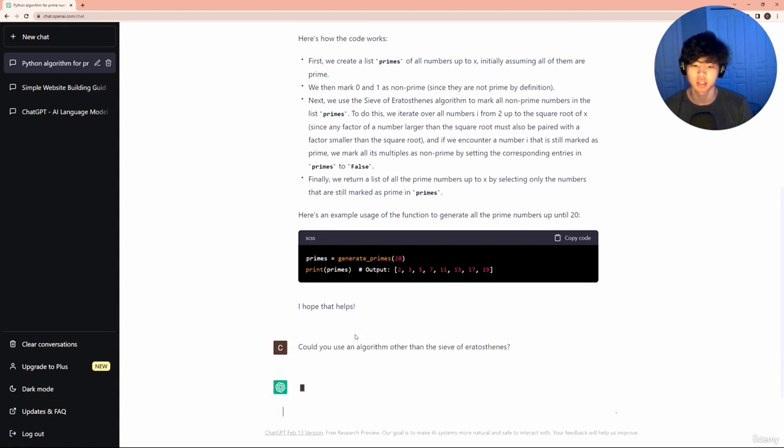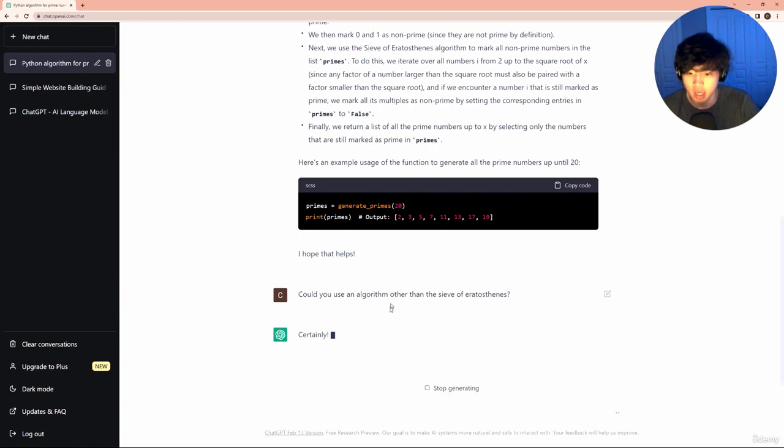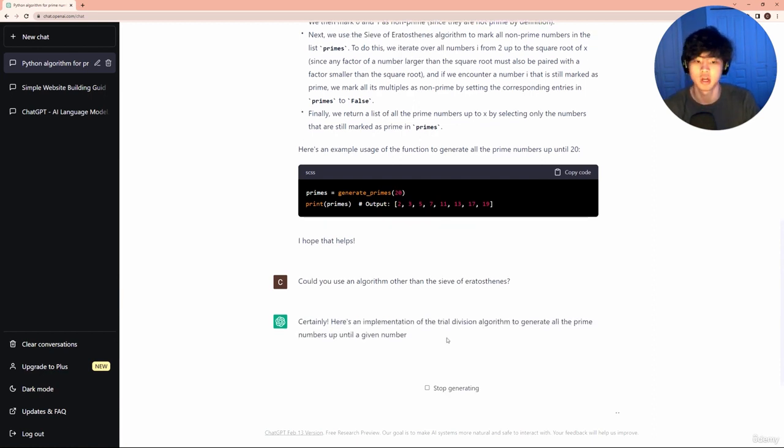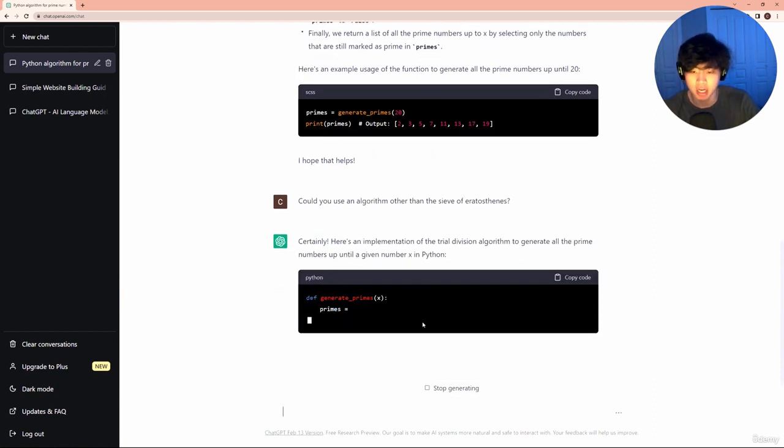If I can spell that correctly. Hopefully I did. And certainly, here's an implementation of the trial division algorithm to generate all prime numbers up until a given number x in Python.